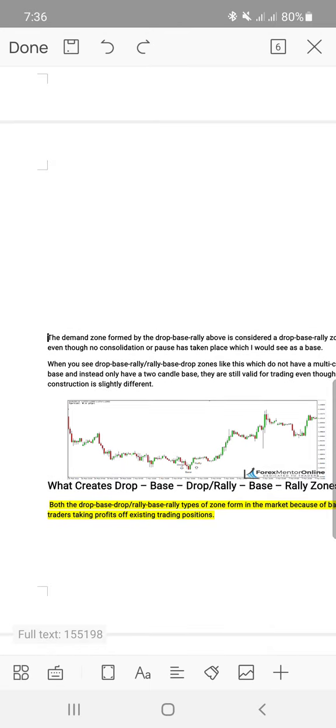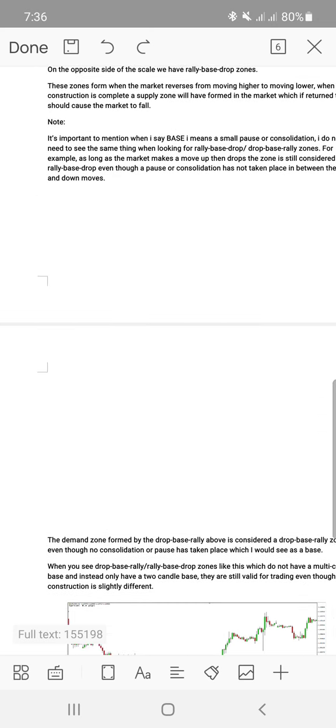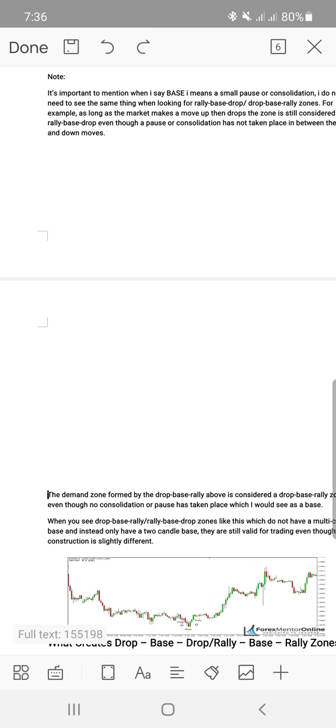So just like that. But I'm going to be explaining what causes these particular zones to form, because they don't just form like that. Something causes them to form, right? So I'm going to be explaining what causes the rally base rally to form, what causes the drop base drop to form, what causes the rally base drop and the drop base rally to form. I'm going to be explaining the significance, or what is behind it, so you understand it.